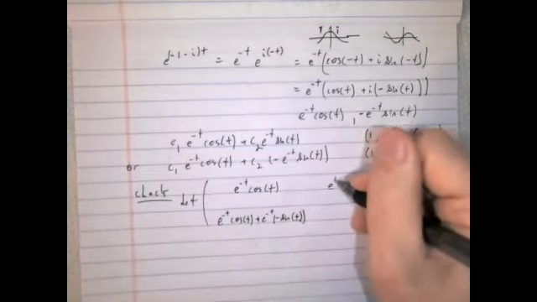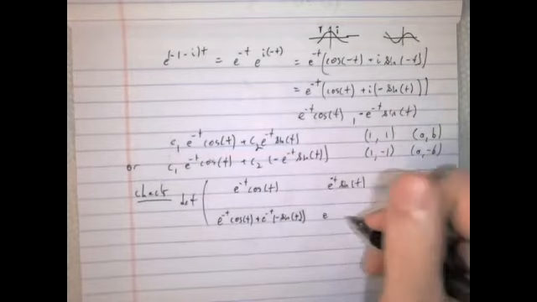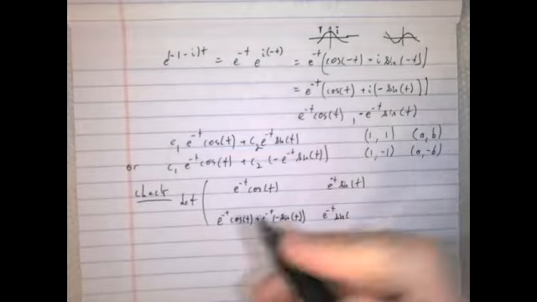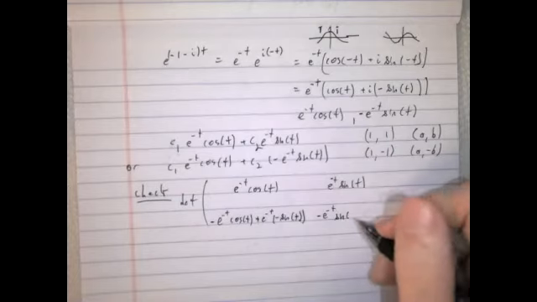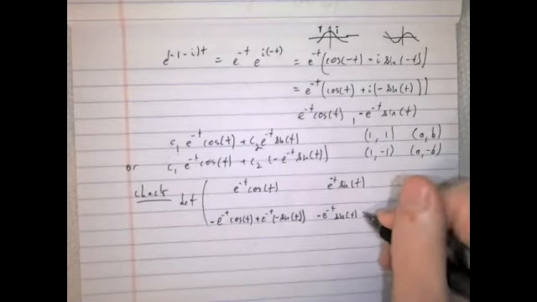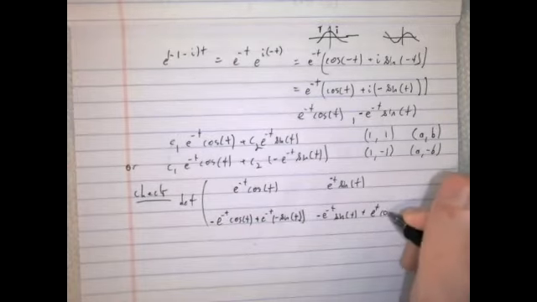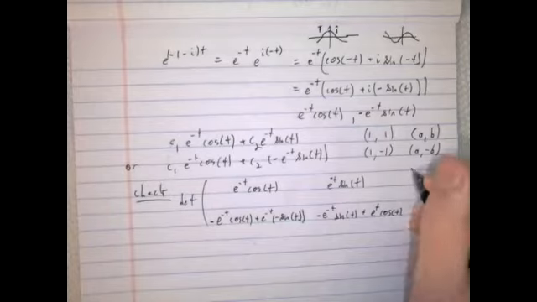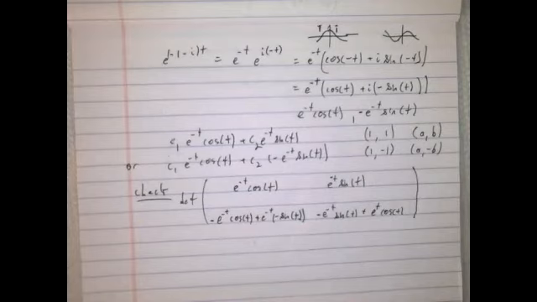Here I'll get e to the negative t sine of t. Sorry, I should have a negative here, and then a negative here. Negative e to the negative t sine of t plus e to the negative t cosine of t. Did I do this right? If I didn't, it's going to cause me a headache. Does everyone agree that I took the derivatives correctly here? You forgot a negative in front of the t in the exponential at the bottom right term. Yeah, thank you.